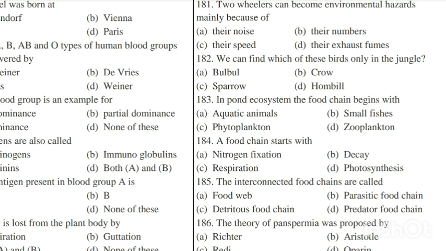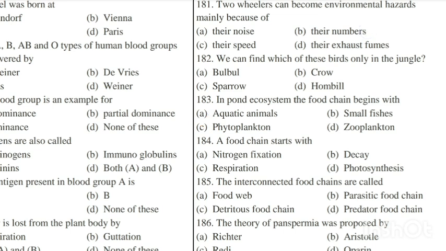phytoplanktons. What are phytoplanktons? These are very small plants. And the next trophic level is zooplankton, very small animals that eat the phytoplanktons.